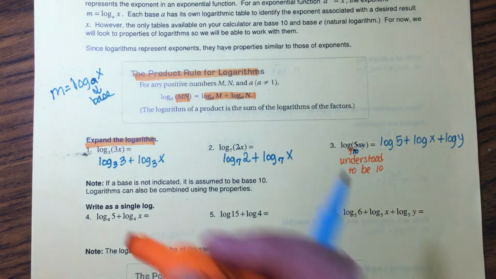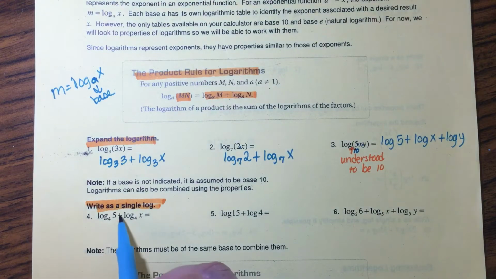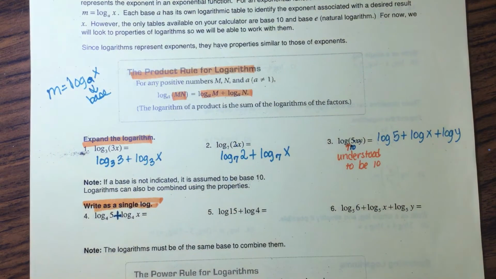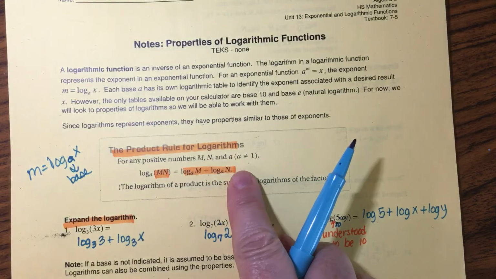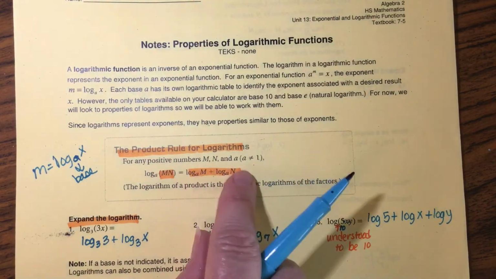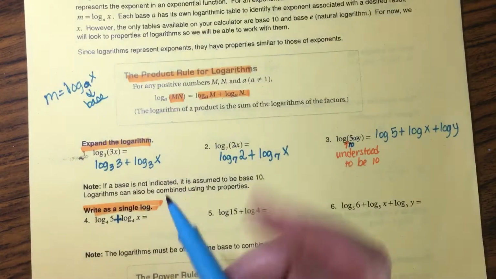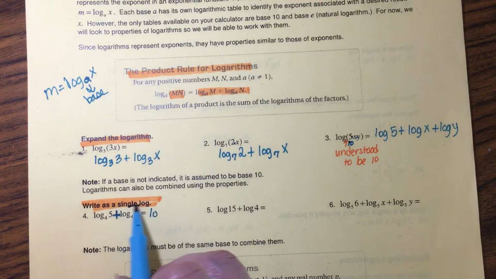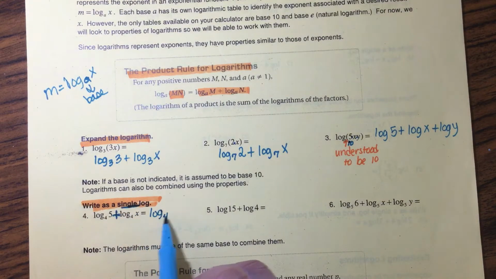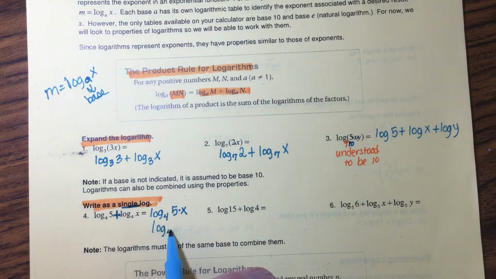If I want to write it as a single log, I'm going to go the other way. Because this is plus, I'm doing this property the other way around. So if it's plus, I'm going to put those two things, the big number, not the base number, the big number I'm taking the log of, back together. So I'm going to write it as a single log. So log base 4 of 5 times x, which is simply log base 4 of 5x.